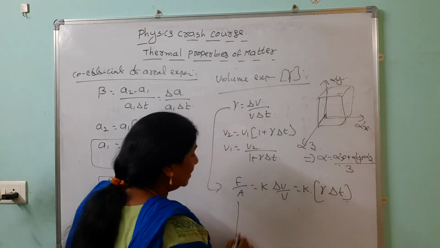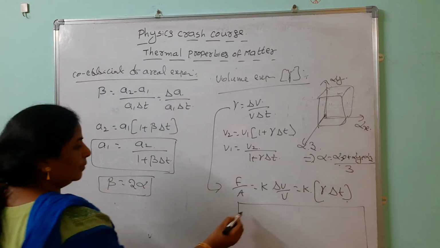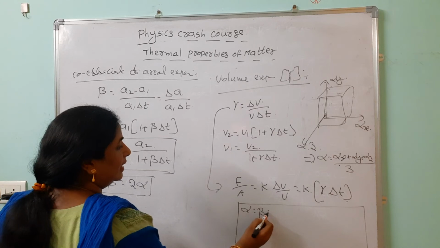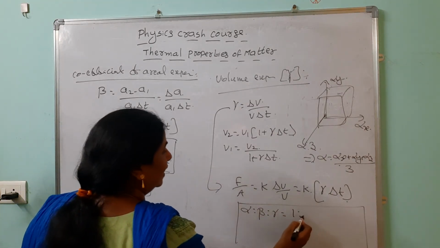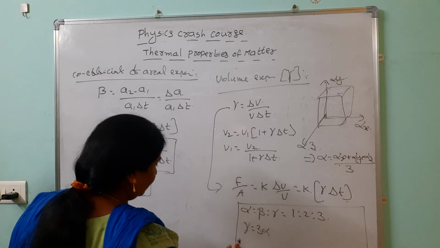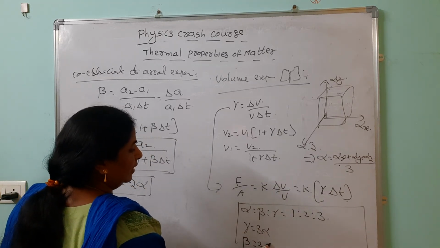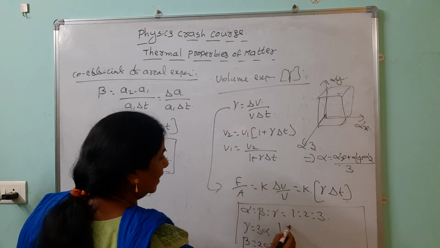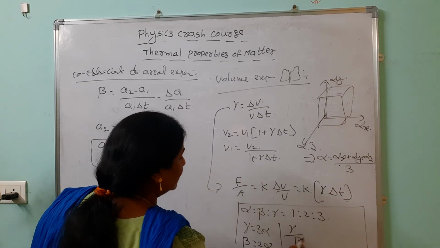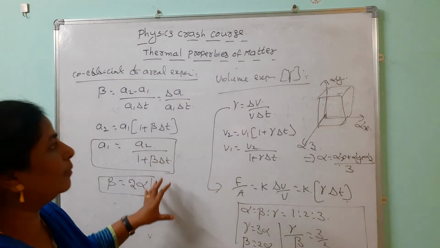Then remember the relation between alpha, beta and gamma. It's very important. Alpha is to beta is to gamma equals 1 is to 2 is to 3, which means gamma equals 3 alpha and beta equals 2 alpha. When we take this ratio, gamma by beta equals 3 by 2. So this relation is very important.